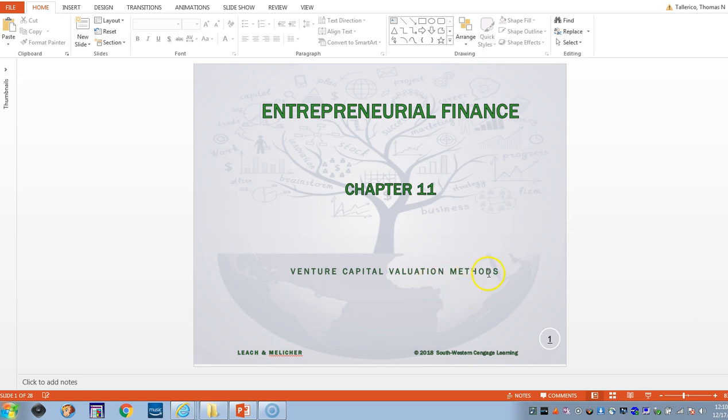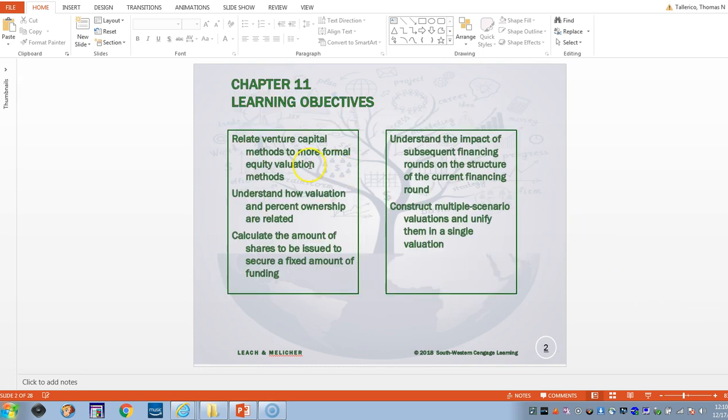So this will be on valuation methods for venture capital, right? Basically, we're going to look at venture capital methods, and relate that to more formal equity valuation methods and how many shares are going to be issued. But again, I'll call out what slides are important and what slides are not important.